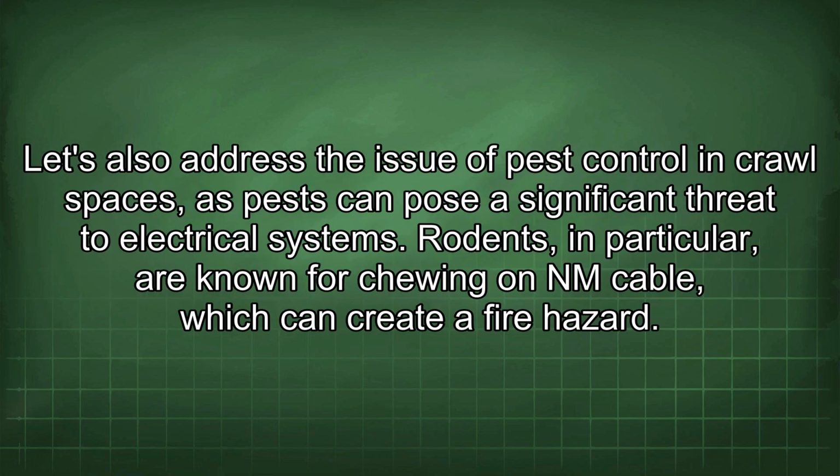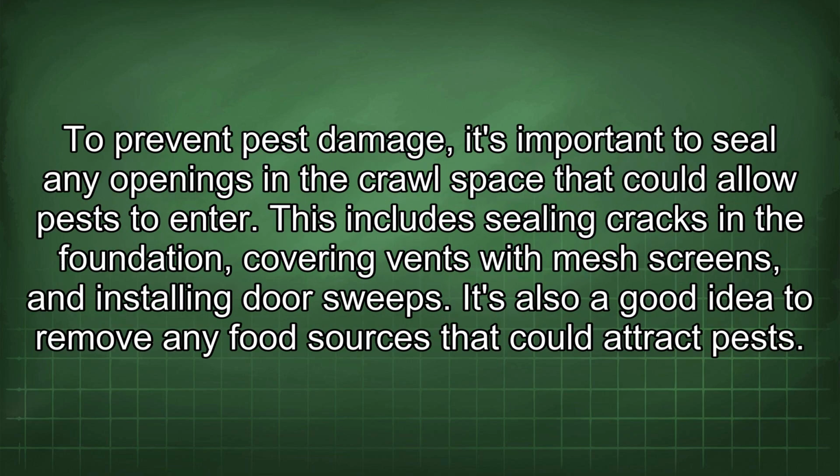Let's also address the issue of pest control in crawl spaces, as pests can pose a significant threat to electrical systems. Rodents, in particular, are known for chewing on NM cable, which can create a fire hazard. To prevent pest damage, it's important to seal any openings in the crawl space that could allow pests to enter. This includes sealing cracks in the foundation, covering vents with mesh screens, and installing door sweeps. It's also a good idea to remove any food sources that could attract pests.